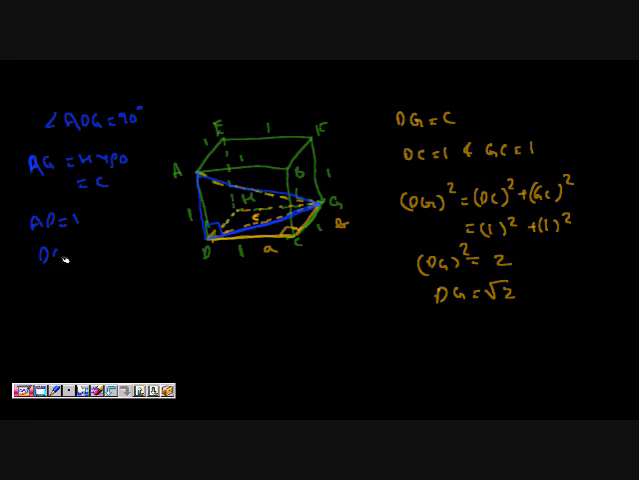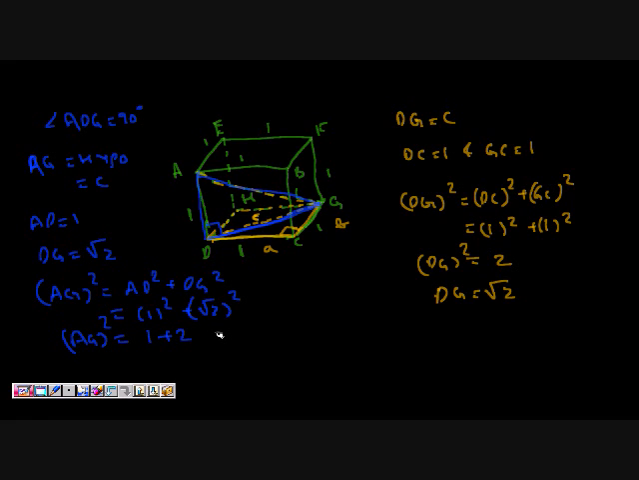So we can write AG square is equal to AD square plus DG square, which is equal to 1 square plus square root of 2 the whole square, which is 1 plus 2, equal to 3. Therefore AG, which is the diagonal of the cube, is square root of 3. So that's how we calculate the diagonal of the cube.